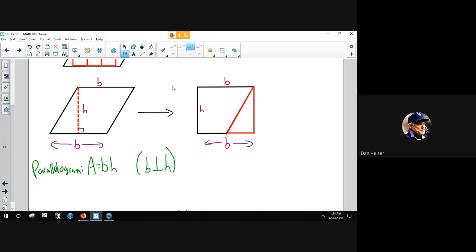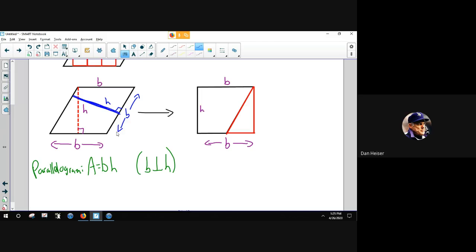In other words, use blue. I could do this. I could do this. And then my base would be like so. As long as that's true, as long as that is true, you could use that base and that height. You must have a right angle, however. This height can slide left or right either direction. As long as it goes from this level down to this level at a right angle, it is a height.